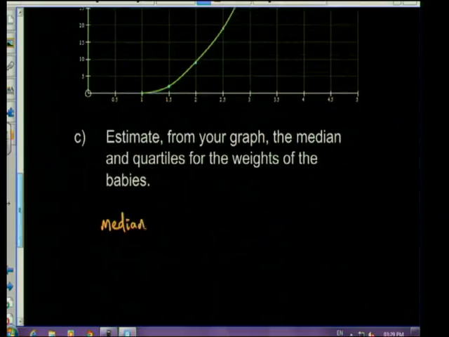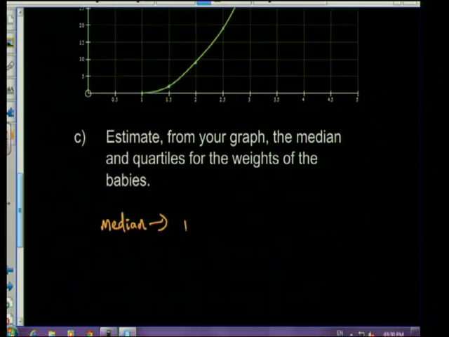Remind me, what does a median mean? The median is the value that divides your data in two. So the median is the middlemost value of your data set. So I'm saying, well, if there are 55 babies, let me find the position of that middle baby.